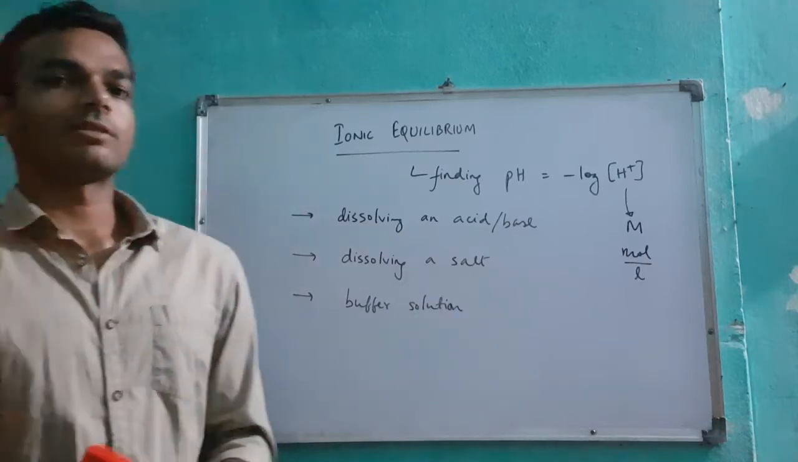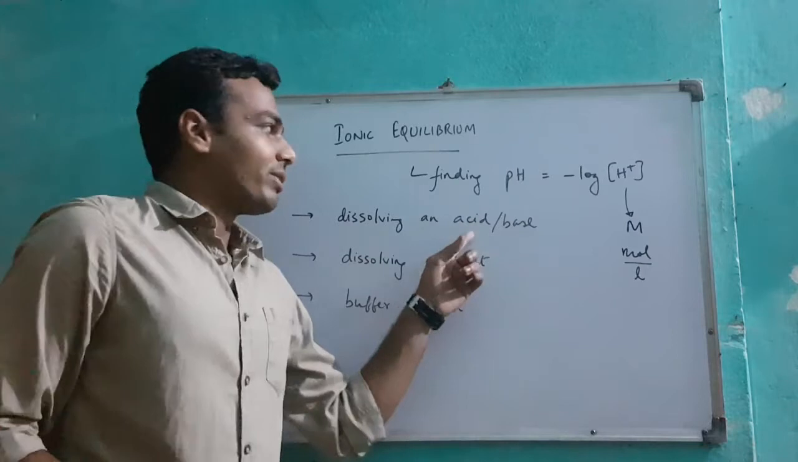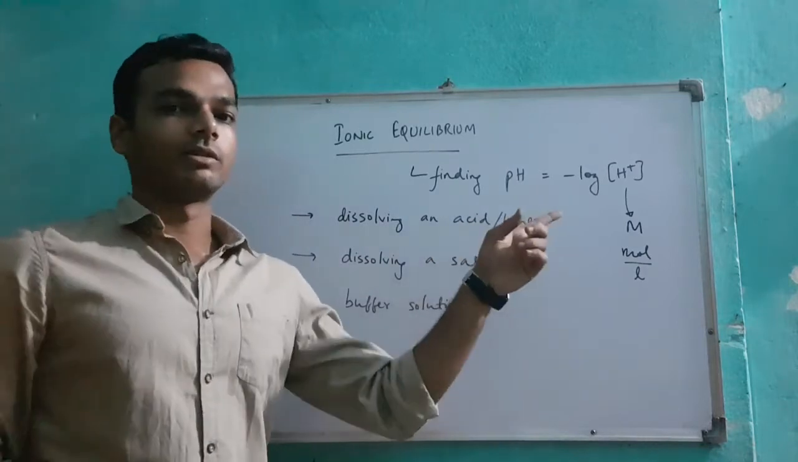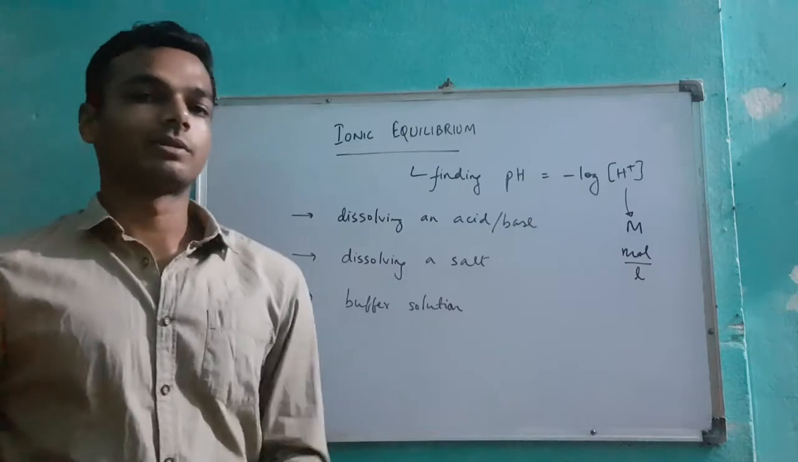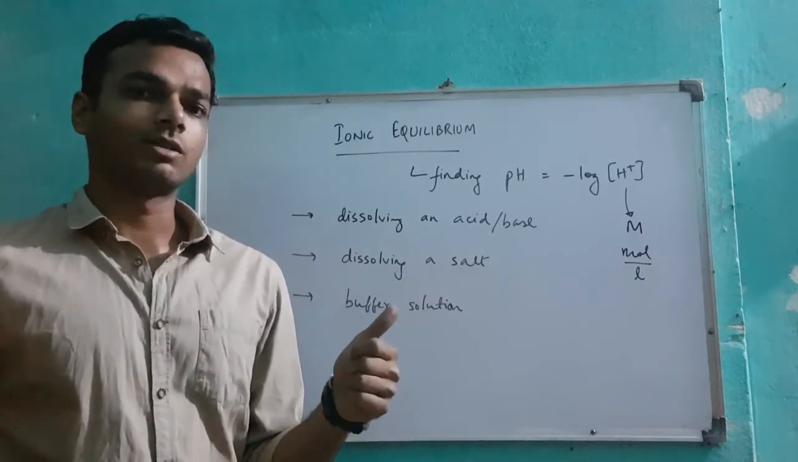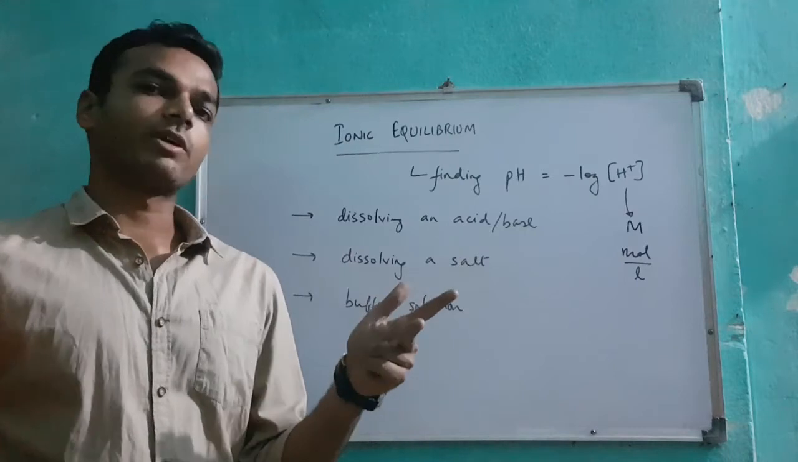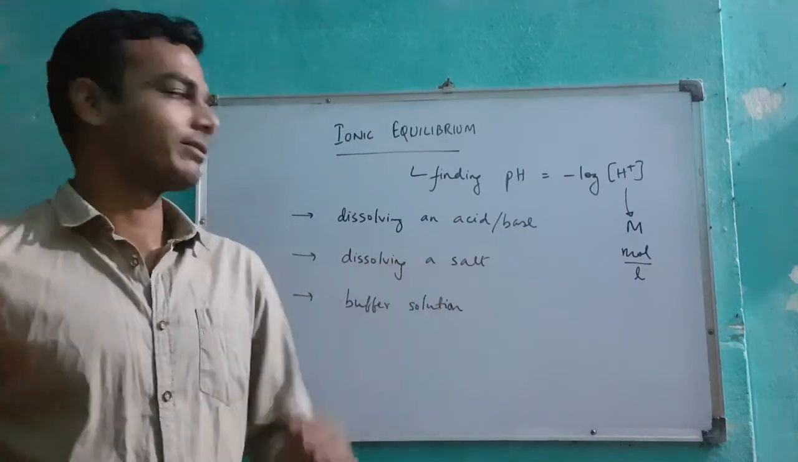An acid or base is quite the same as we have studied before. An acid gives out H plus and a base gives out OH minus on reaction with water. A salt is mainly of four types. One, that is made up of a weak base and a weak acid. Two, strong base and strong acid, and the other two, weak base and strong acid, and vice versa.